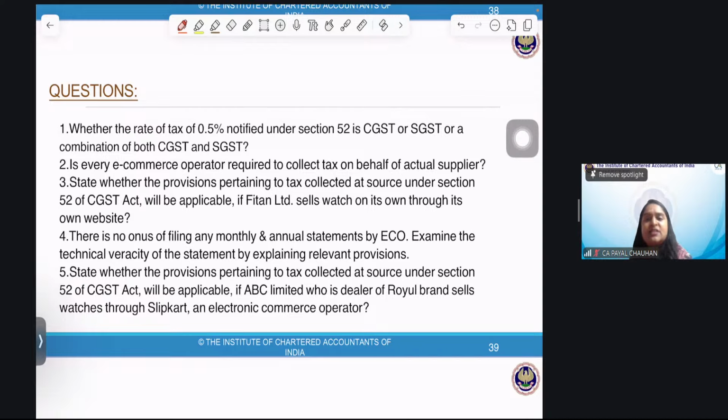If it is point 0.5, this is GST. And if it is CGST and SGST, then it has to be 0.25 and 0.25, right? Shows payment of tax. Yes. Now, next question. Is every e-commerce operator to collect tax on behalf of the actual supplier? Take your time and give me answer. In these cases TCS will not be applicable?